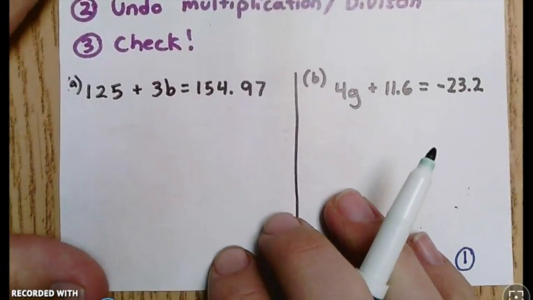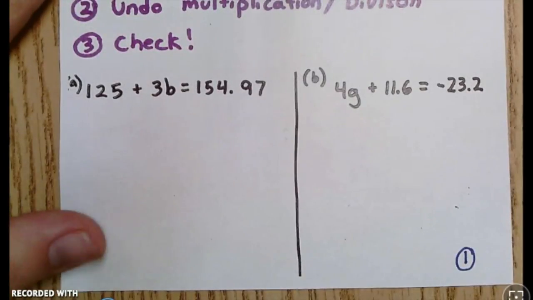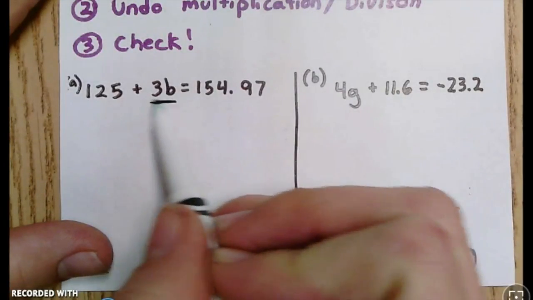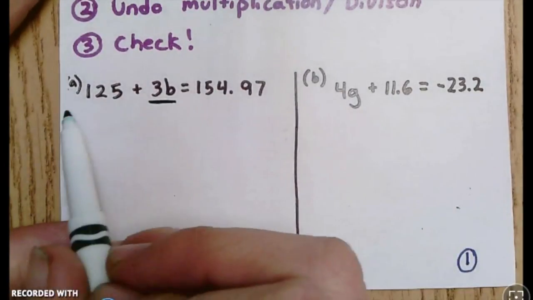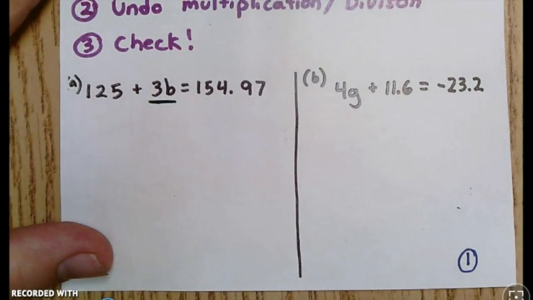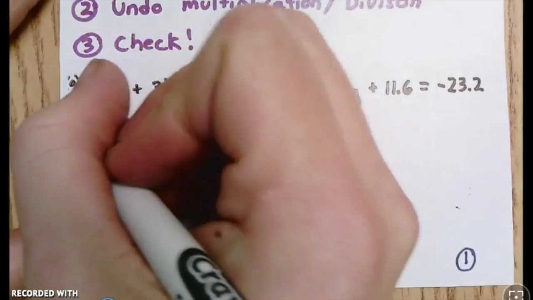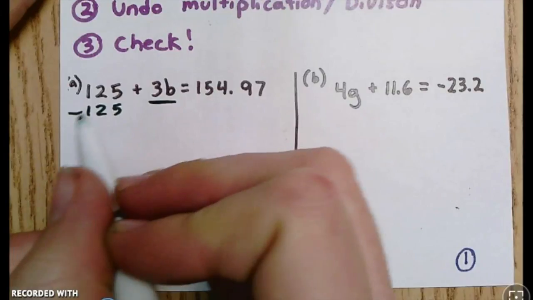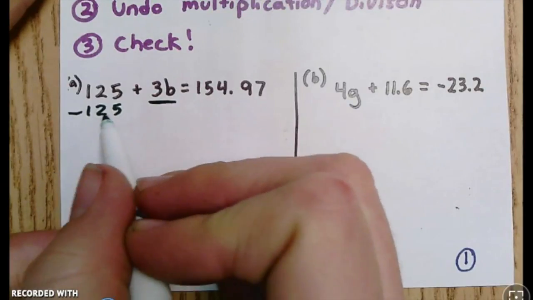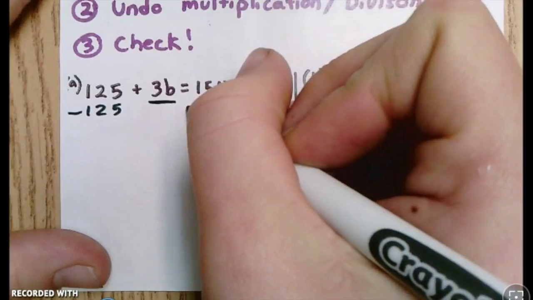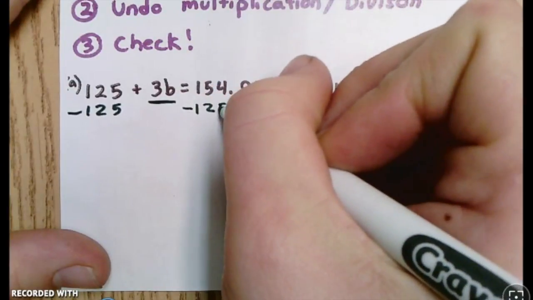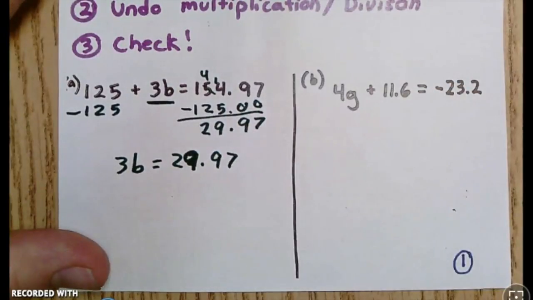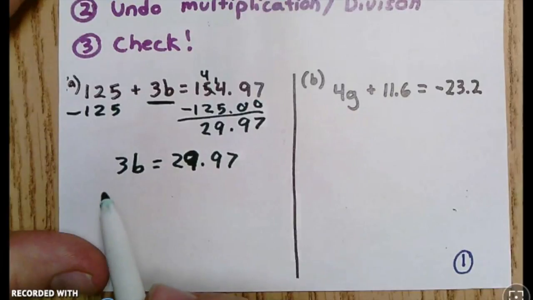So let's look at our first example, which is the problem we were doing above. So first I need to undo my addition or subtraction. I found my variable right here, and I want to isolate this. So what number is being added or subtracted to it? Good, the 125. So I added negative 125 there. So I'm going to add a negative 125 here. 3B equals 29.97.